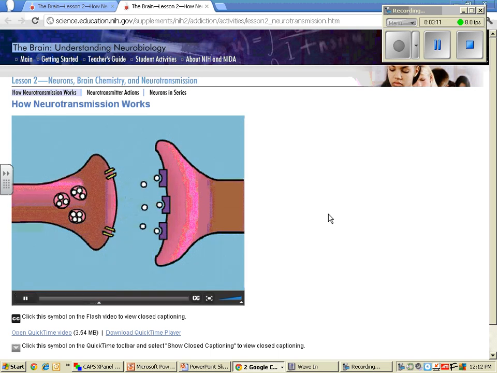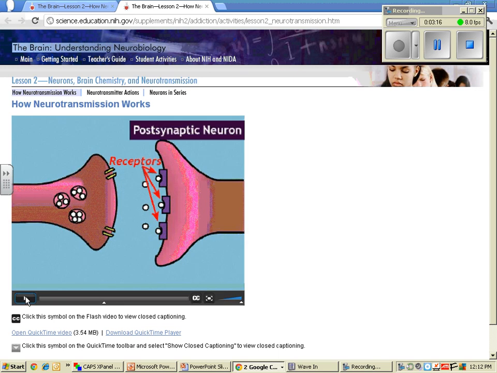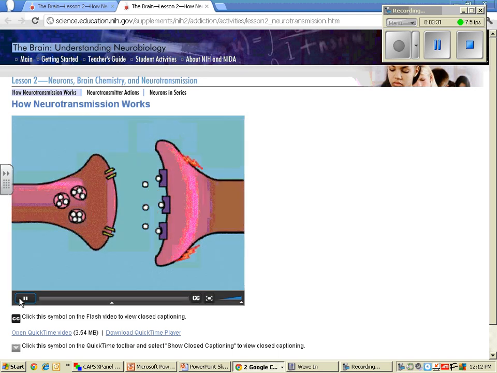They drift across the synaptic space and bind to special proteins called receptors on the postsynaptic neuron. This is way closer than it shows. We're talking microns, not inches. The binding of a neurotransmitter to its receptor can trigger an action potential in the postsynaptic neuron. That electrical signal, electrochemical, then moves toward the cell body of the postsynaptic neuron. Now that the neurotransmitter has relayed its message, it releases from the receptor into the synaptic space.